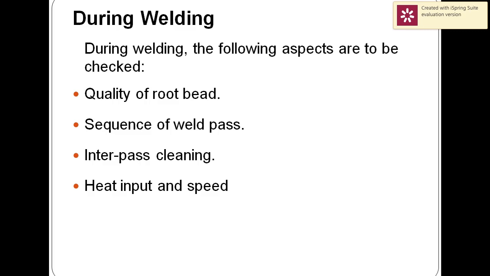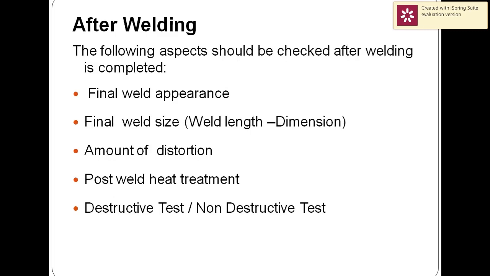Heat input and speed. We use optimized heat input and speed. Sometimes we use manual, sometimes automatic welding processes. Heat input means the voltage or current. You have to choose the right parameters. It will help to give the quality of the welded joints.